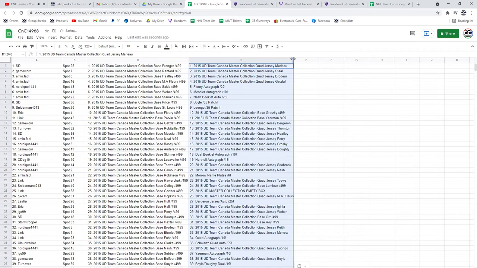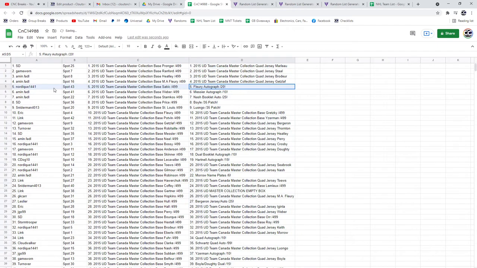Alright, let's see what we got here. The Fleury auto goes to Nordig. I'm just going to double check I am. Yep, yeah, I am there. The Messier auto and the Nash booklet, amen, congrats. The Boyle patch goes to SD. The Luongo patch goes to Snyder. The dual booklet auto out of 10 goes to Nordique.